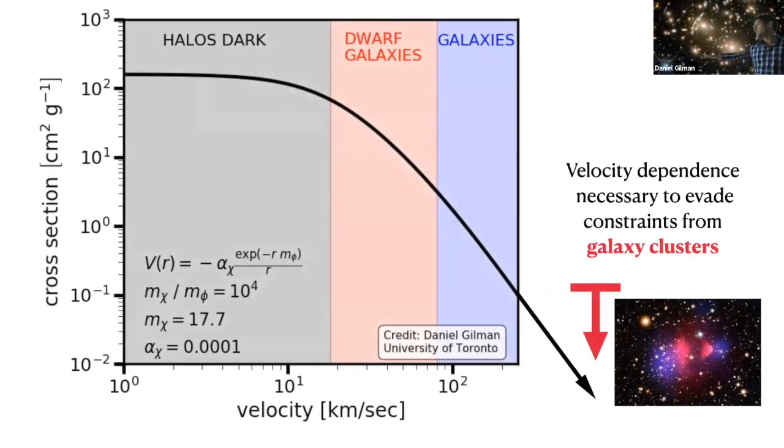Right, so the way that you achieve this is by having a velocity-dependent self-interaction cross-section, which is strongly suppressed at high speeds. So you evade constraints from the bullet cluster, but then it can get very, very large on the scales of galaxies, dwarf galaxies, and then the completely dark halos that we're looking for.